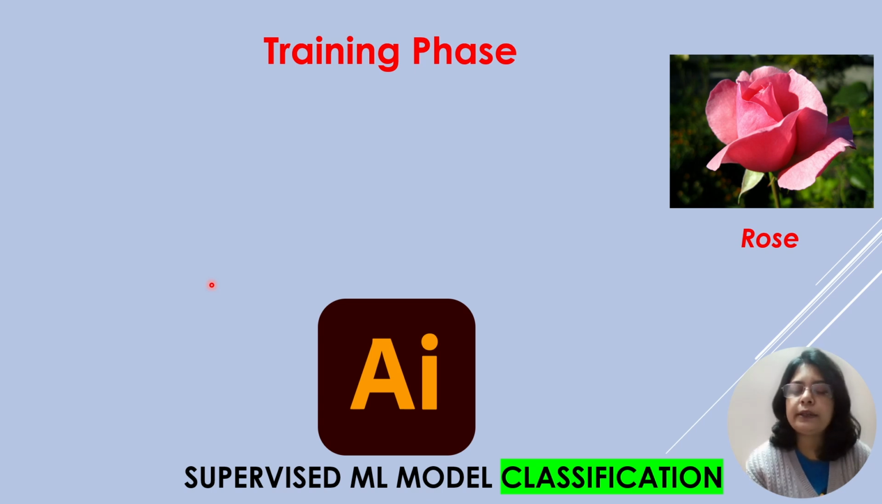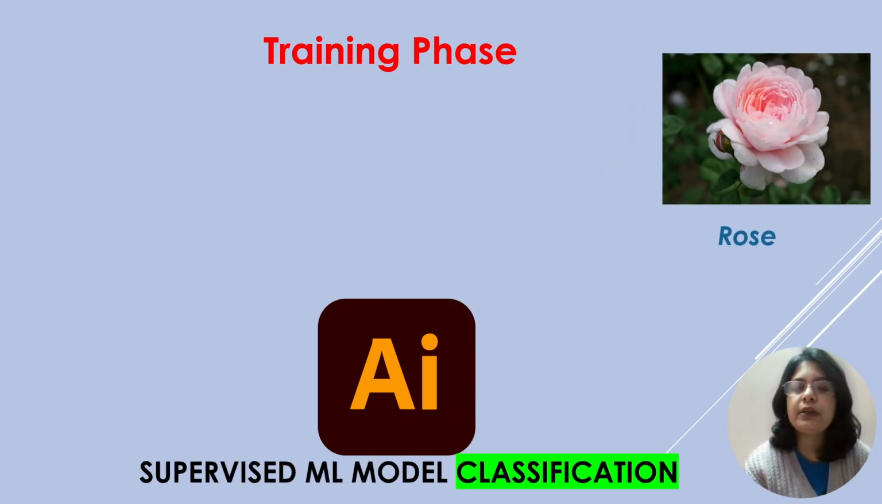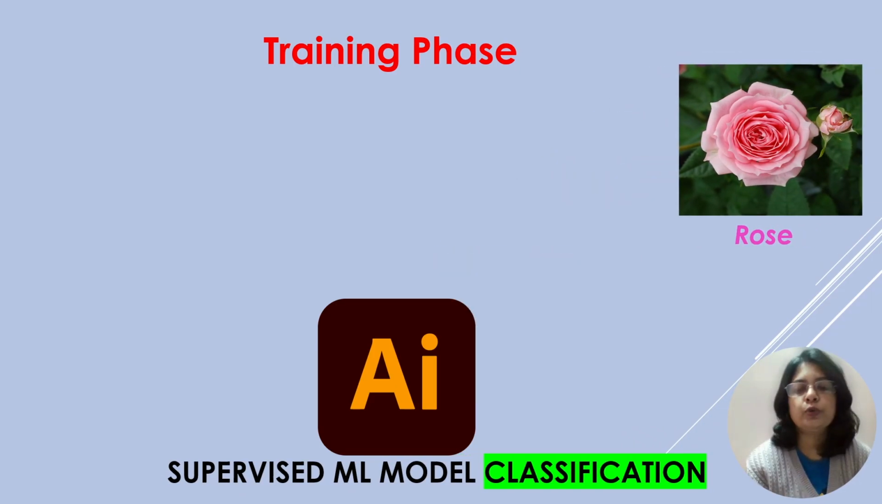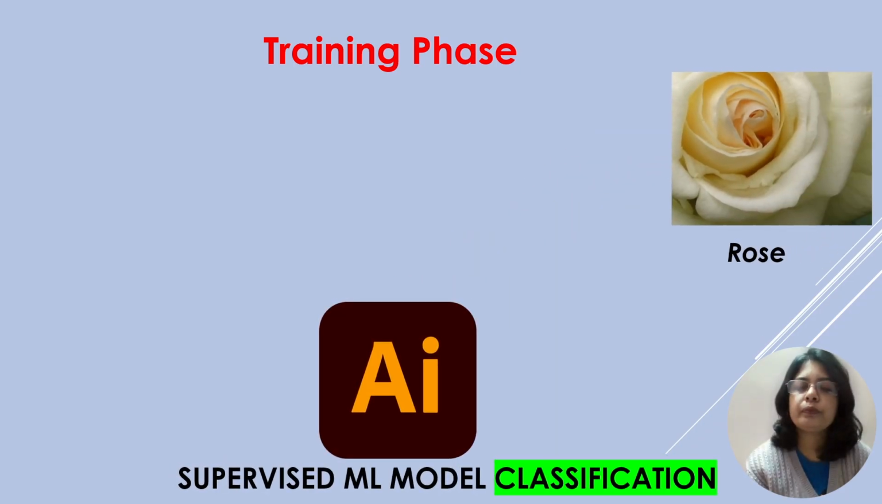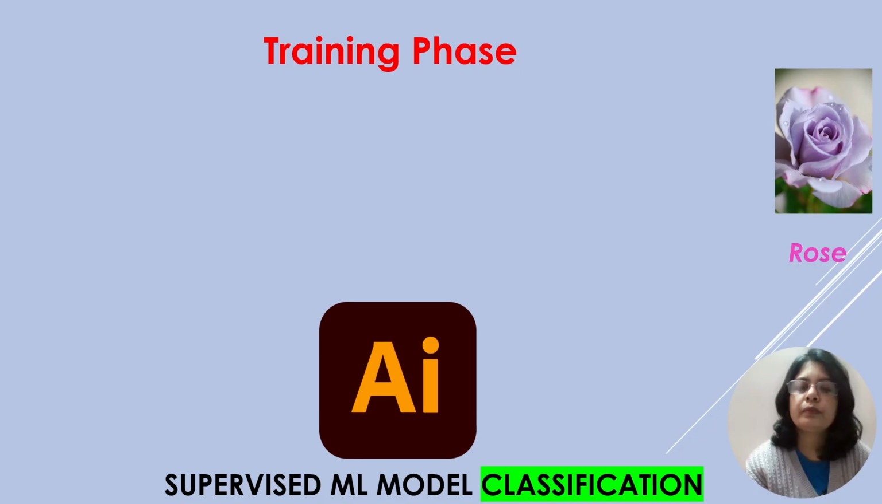So let us try to understand the classification model. In the classification model, this is the AI model and we are in the training phase. We are trying to train the model with a picture of a rose and telling the model that this is a rose. So we are training it with different pictures of rose. We are still in the training phase, training the model with different pictures of rose.